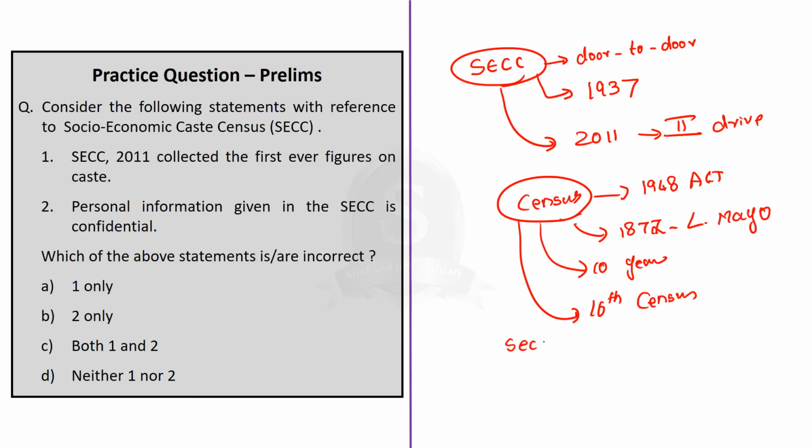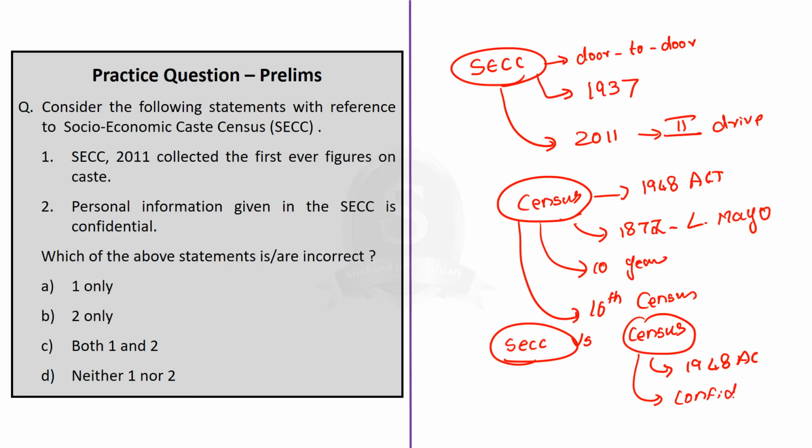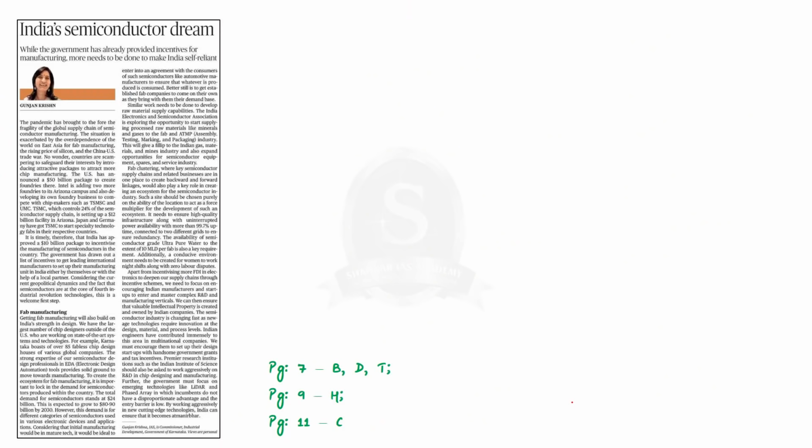The main difference is that the census is conducted according to the Census Act of 1948, and the Socio-Economic and Caste Census is not conducted according to the act. Next, we saw that data collected by the normal population census is confidential, while the data collected during the Socio-Economic and Caste Census is open to use by all government departments. This is all regarding this discussion. Let us conclude and move on to the next news article.